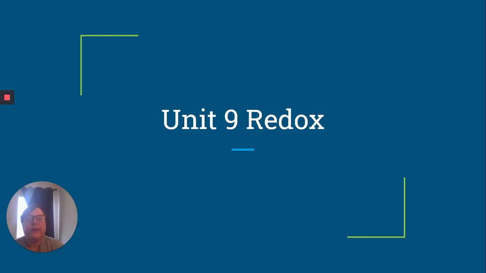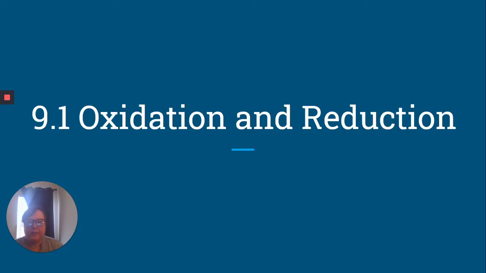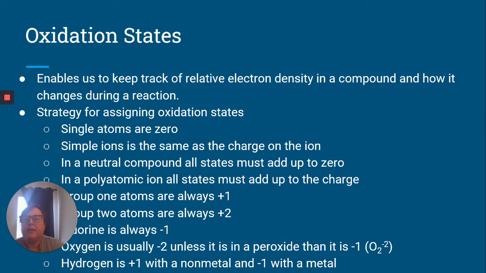So we're starting Unit 9, which is redox. Redox: the RED stands for reduction, and the OX stands for oxidation. So these are oxidation reduction reactions, or redox. This first part is part of standard 9.1, so we're just looking at oxidation and reduction, and it will take us a couple lessons to get through this.